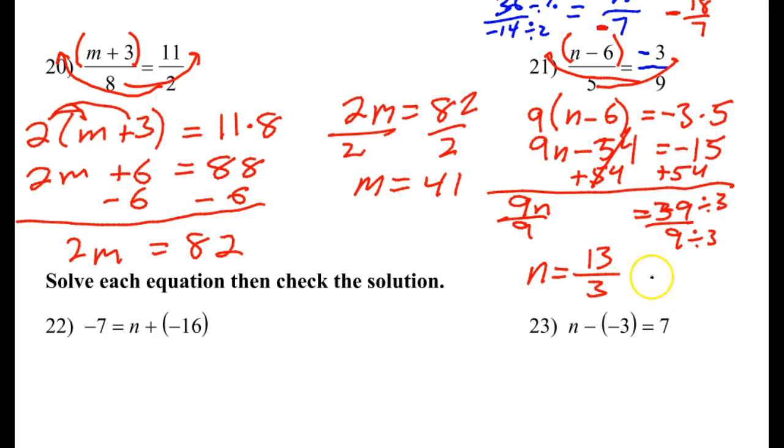So never will you put a repeating decimal. Like if you actually divided and got a decimal, this would be 4.3 repeating. Don't do that. And don't leave it as 4 1/3 either. Need the improper fraction.